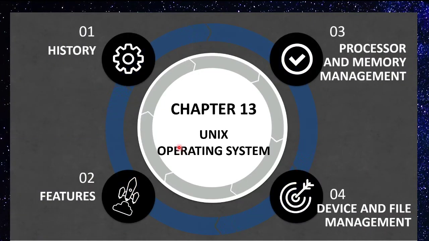Chapter 13 of your textbook maps to the discussion that we are conducting today in the review of the UNIX operating system. The four main topics that we are going to discuss today are the history of the UNIX operating system, a summary of the features of the UNIX operating system, how UNIX manages processor and memory, and finally the device and file management characteristics of UNIX.